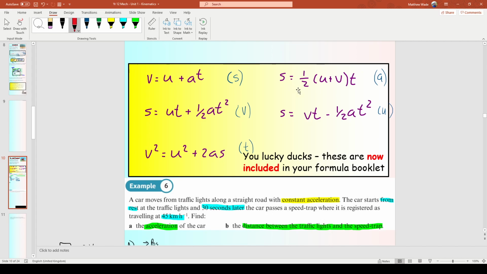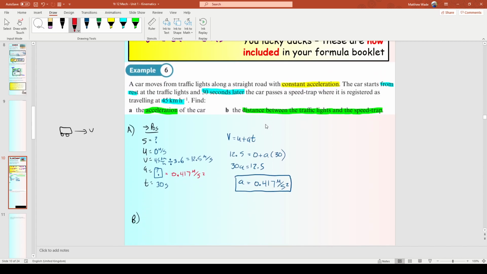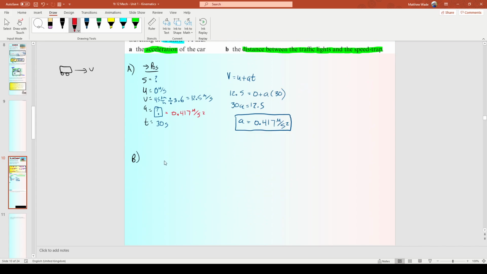Okay, well, I'm going to use this one, the half bracket u plus v t, and the only reason I'm going to use that one is because I just calculated the acceleration. What if I made a mistake? So I want to use this one because it hasn't got acceleration in, but you can use any. We'll all get the same answer. So s equals 1/2 (u plus v) t. Let me do it in blue.